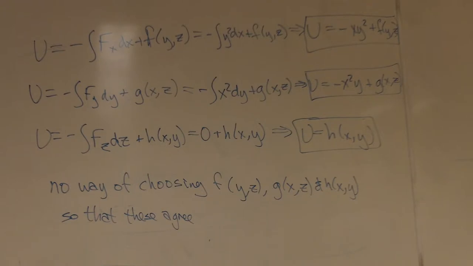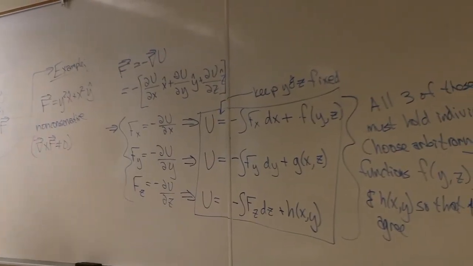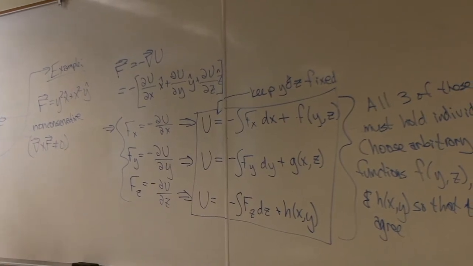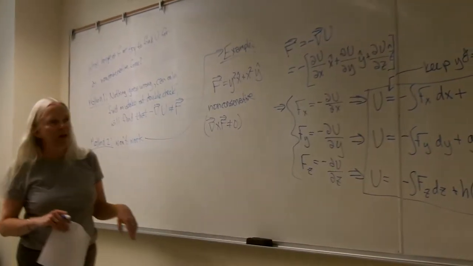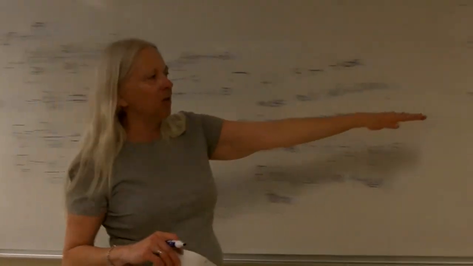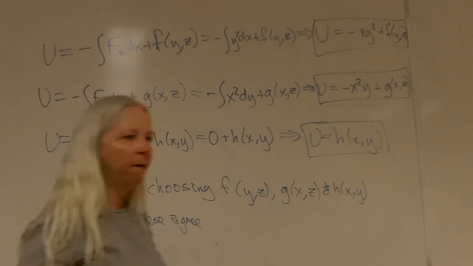And that tells me at that point that either the force I started with was non-conservative, which was the case here, or that I made a mistake somewhere along the way. Okay? So again, method two, if you try to do it for a non-conservative force, you'll find something like what we just found. There's not going to be any way of picking these functions f, g, and h so that all three expressions for u agree.